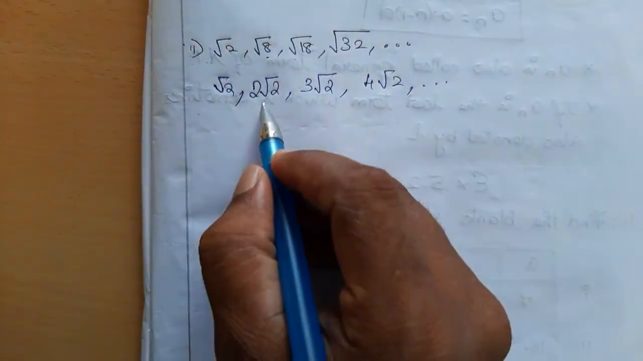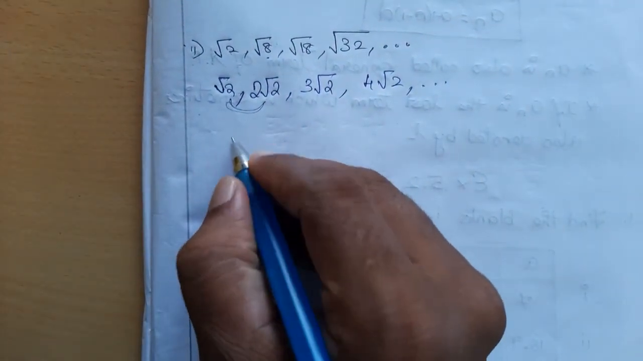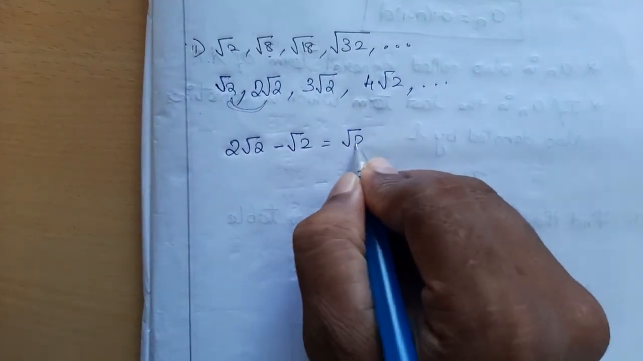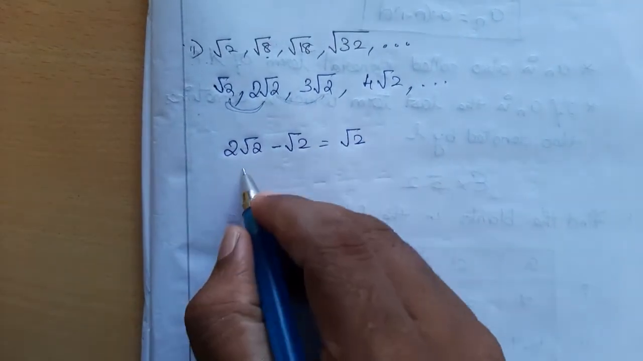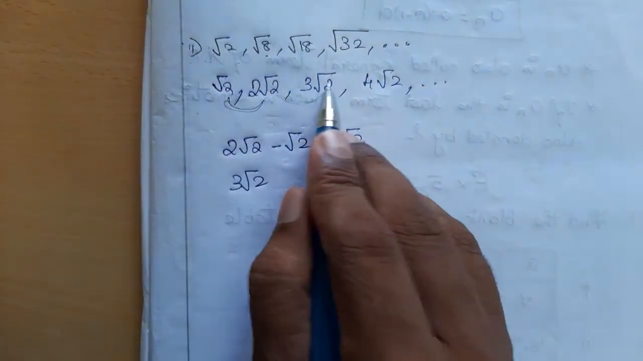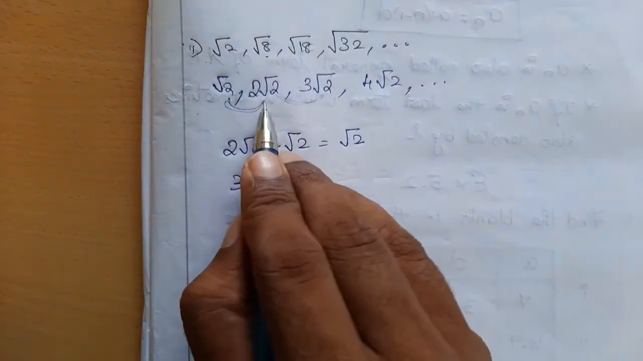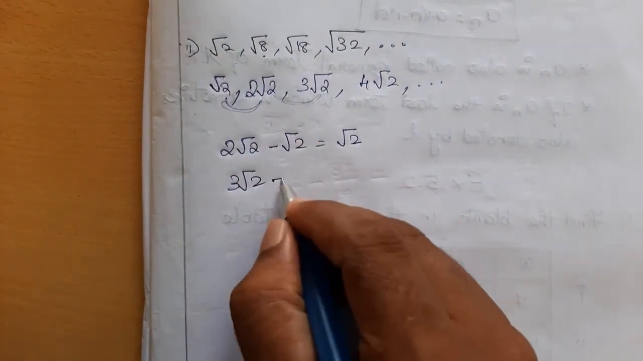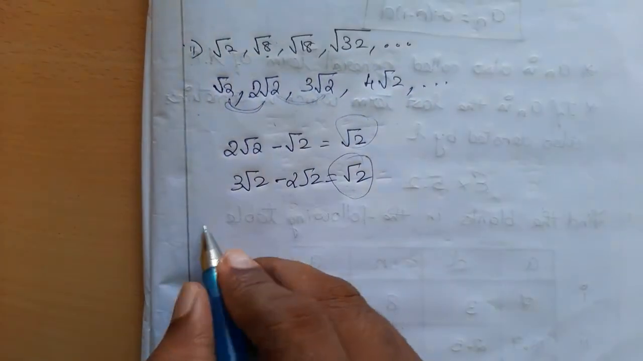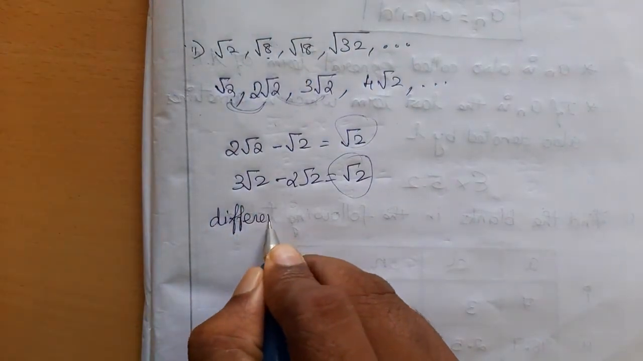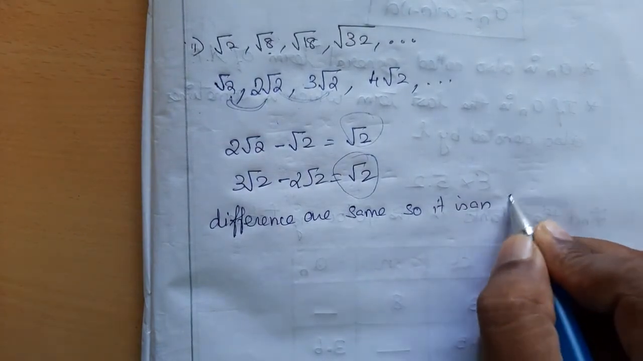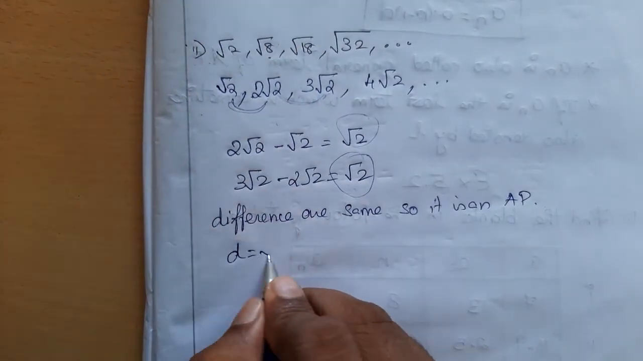So now we can find the difference between the first two. 2 square root of 2 minus square root of 2 is equal to 1 square root of 2, right? What about the third and second? Always we have to find the difference from the preceding term, not the next term, the successor term. So 3 square root of 2 minus 2 square root of 2 is also 1 square root of 2. So the differences are the same. So it is an AP. What is the difference? The difference is equal to square root of 2.